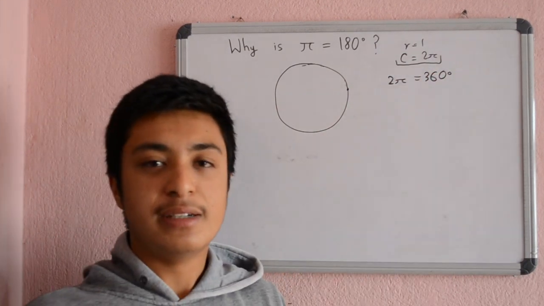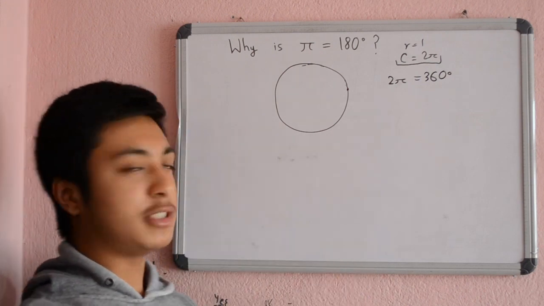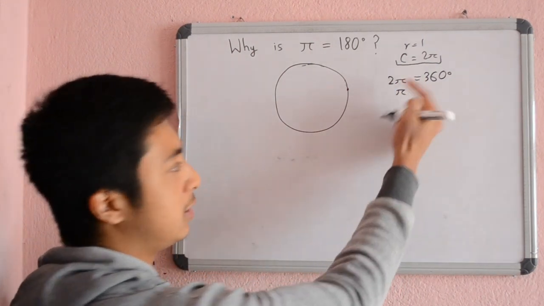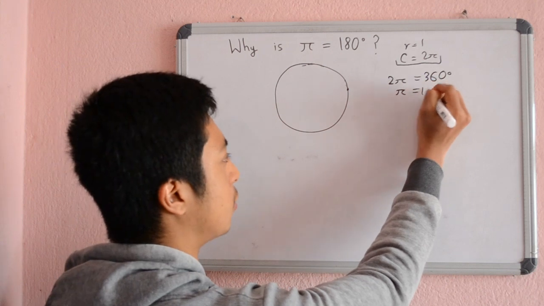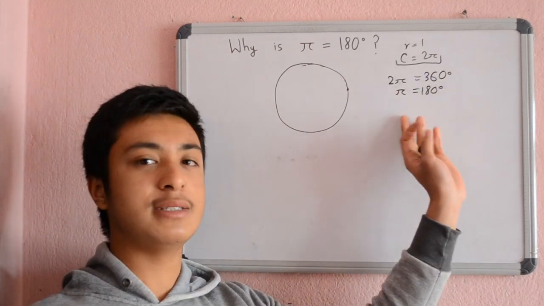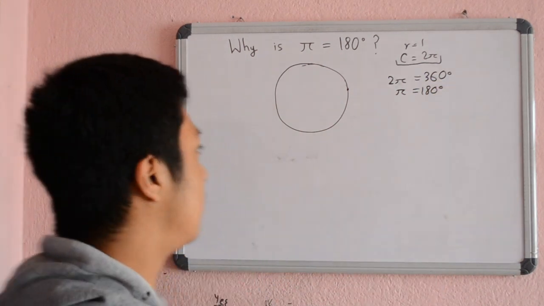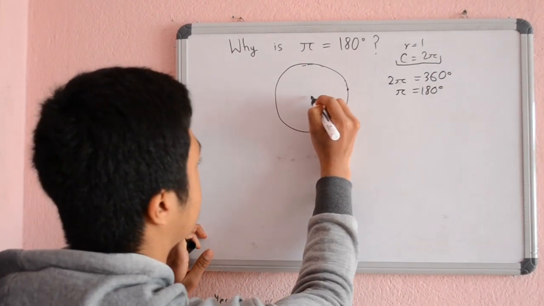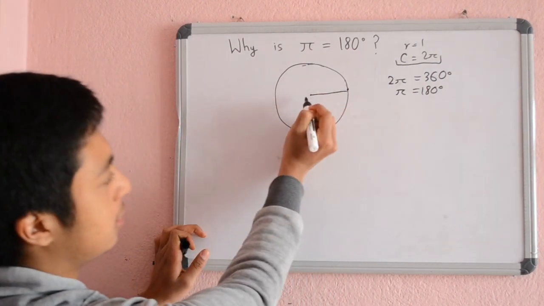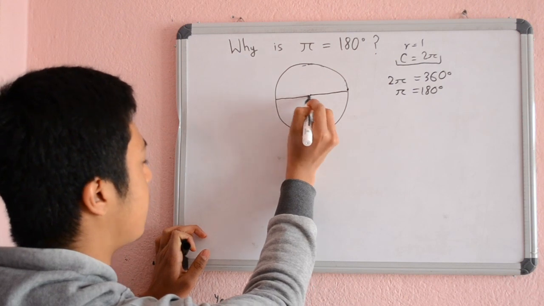And what does it mean to go, well, just pi? Well, it's just simply dividing by 2, right? Pi is equal to 180 degrees. We proved that. But conceptually, let's say you draw the radius like this, and this will be the diameter.